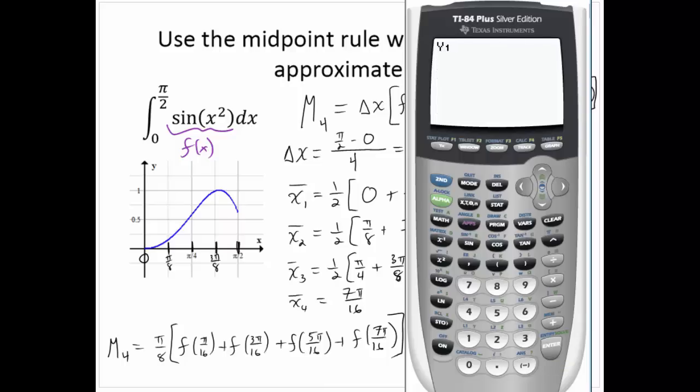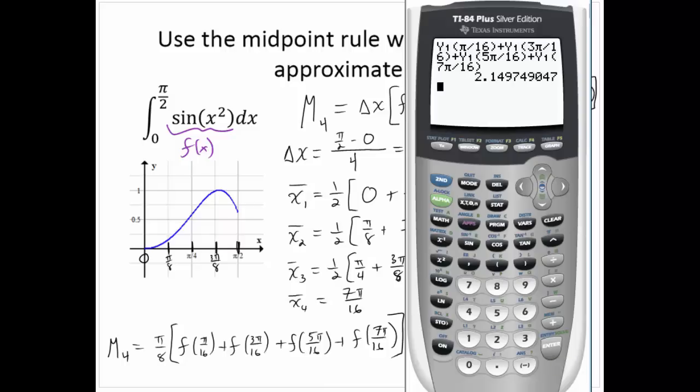And so Y1 of, what did we have first? Pi over 16, plus, now I have to go through that process again. Variables, Y variables, function, Y1 of 3 pi over 16, plus variables, Y variables, function, Y1 of 5 pi over 16, plus, and one more time, Y1 of 7 pi over 16.